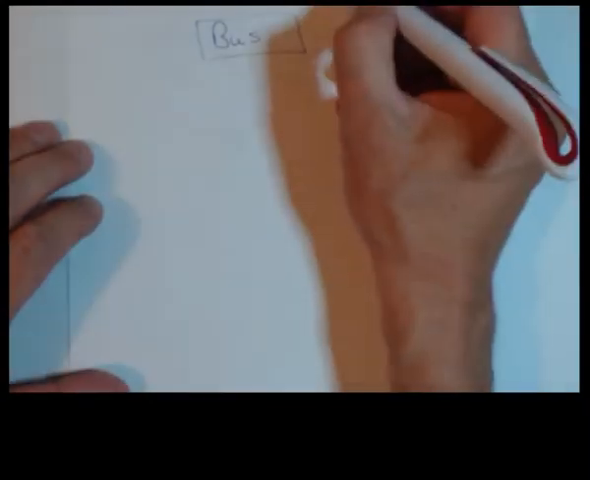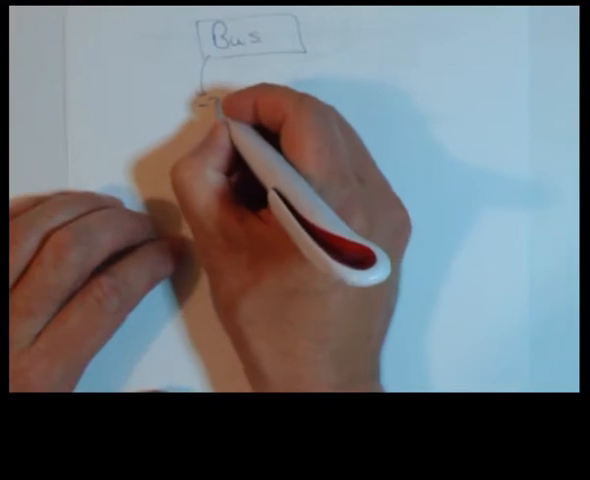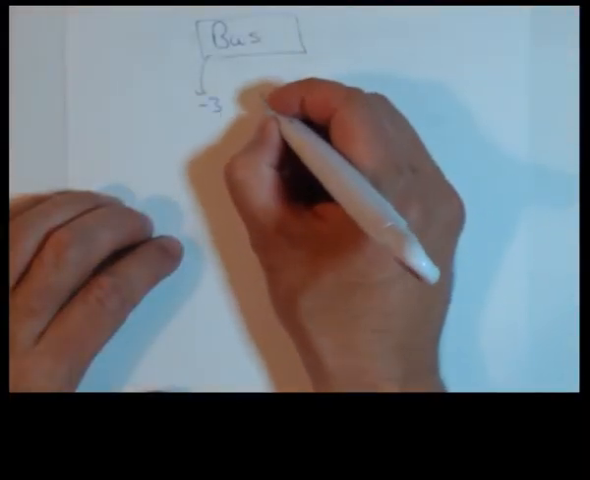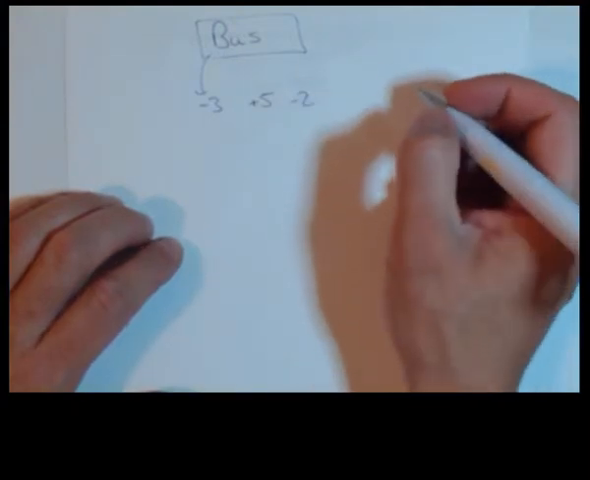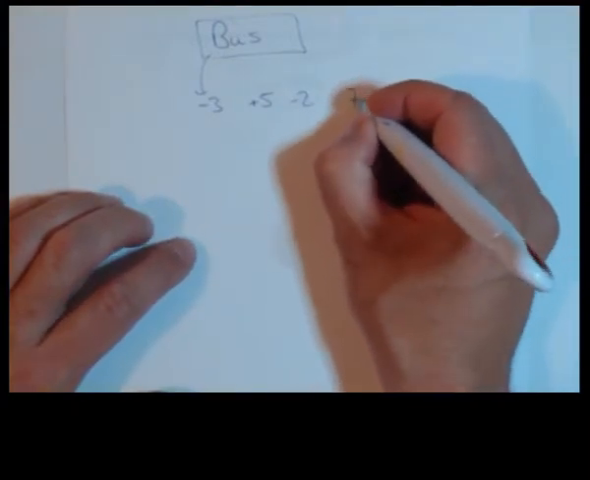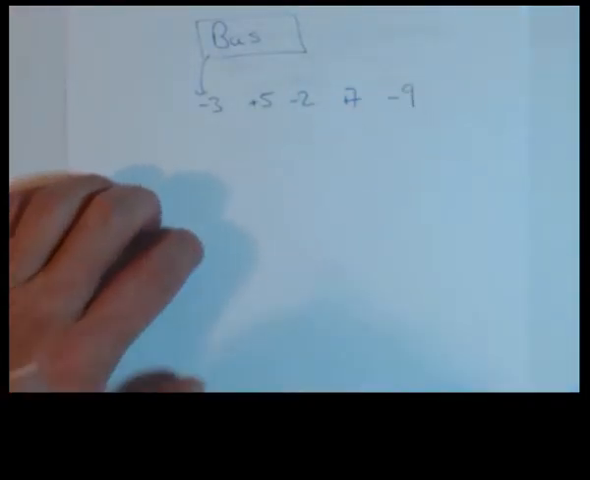But before we start this particular section, I want you to have a look at the idea of people getting on and off a bus. So let's imagine we have a bus. We don't know how many people are on it, but let's say 3 people get off. So we're going to say minus 3 to say 3 people get off. At the next stop, 5 people get on and 2 people get off. At the next stop, 7 people get on, and at the next stop, 9 people get off.